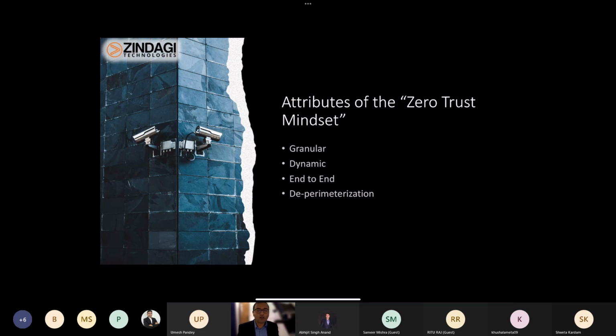Let's see what the attributes of the zero trust mindset are. If you're implementing a zero trust network, what attributes should you keep in mind? Number one, it is highly granular, which means minimal possible access, which is least privilege, to the smallest resource unit. Second, it's dynamic in nature.